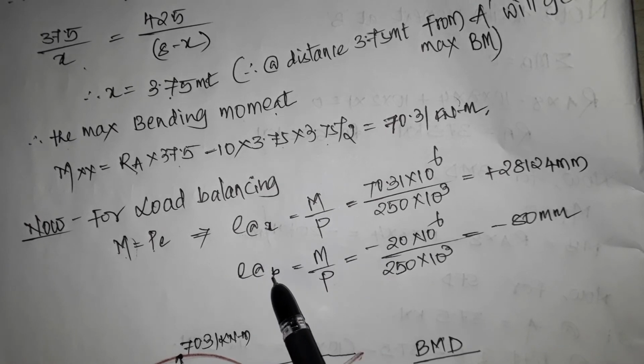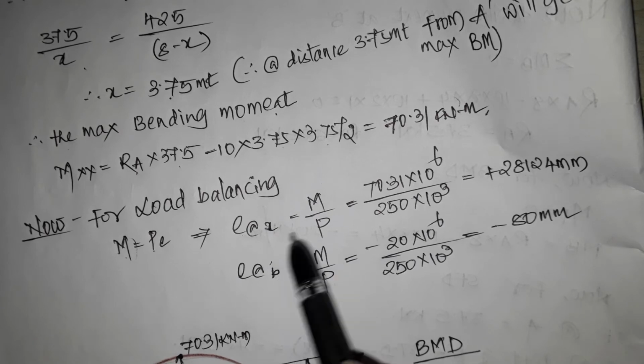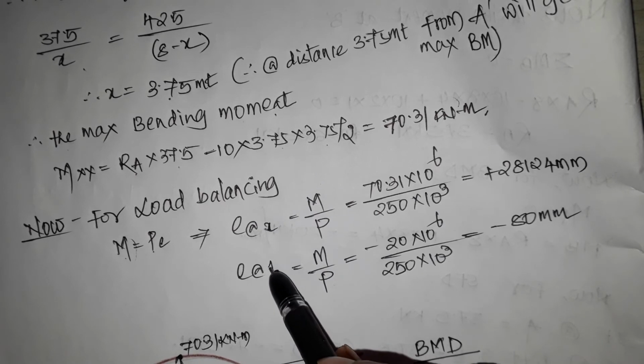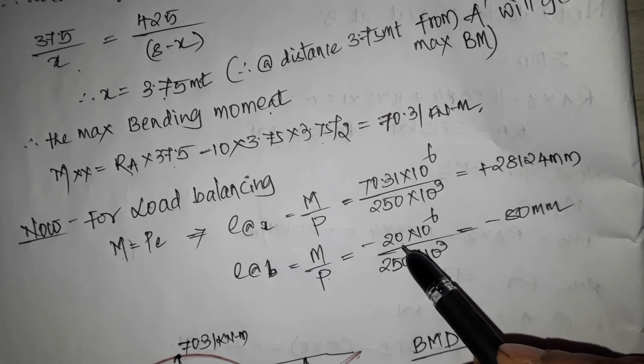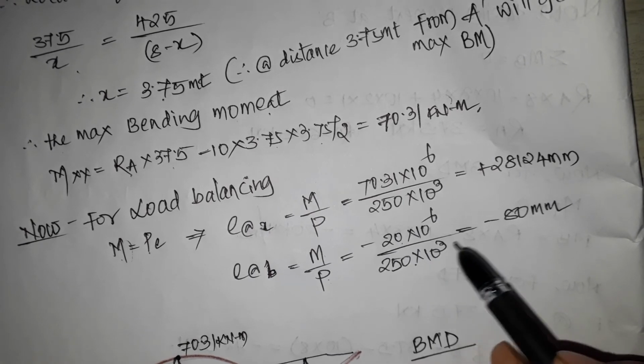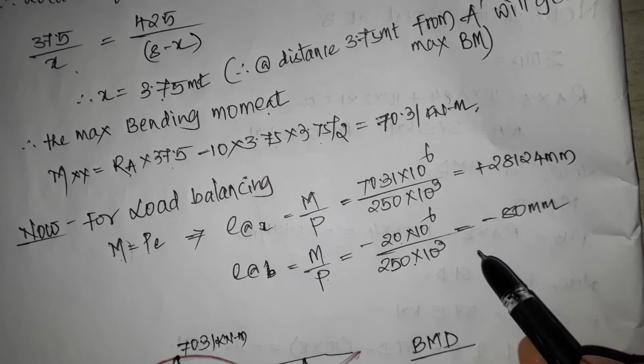And e at support B is M by P. So minus 20, the bending moment at support B, divided by P. So we got minus 80 mm.